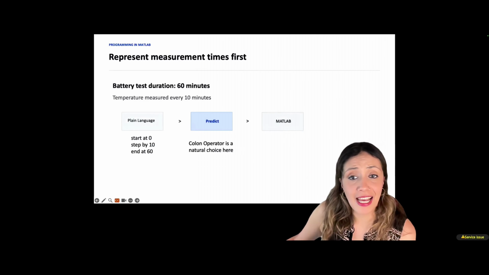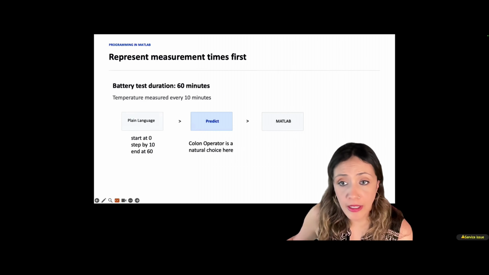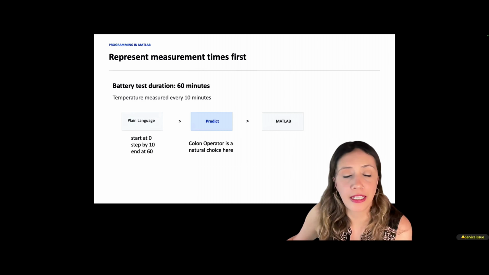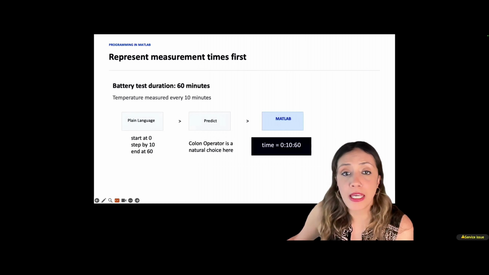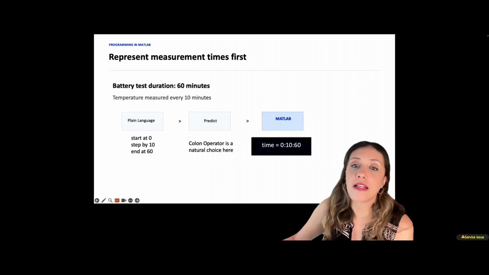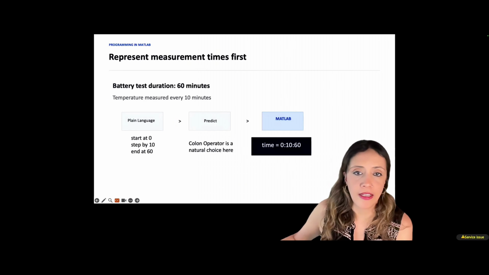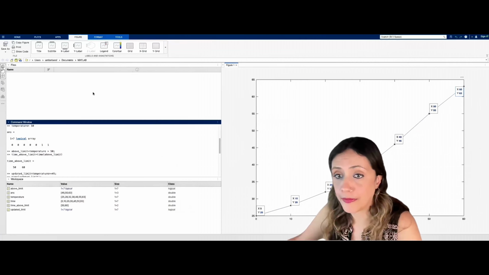This is exactly the kind of situation where the colon operator would be useful. And the reason is not just that we remember a command. The reason is that our problem gives us a start value, a step size, and an end value. All this to say that in MATLAB that becomes time equals 0, colon 10, colon 60. This means you start at 0, move in steps of 10, and continue through 60. Well, so let's take that idea into MATLAB and see what it looks like.